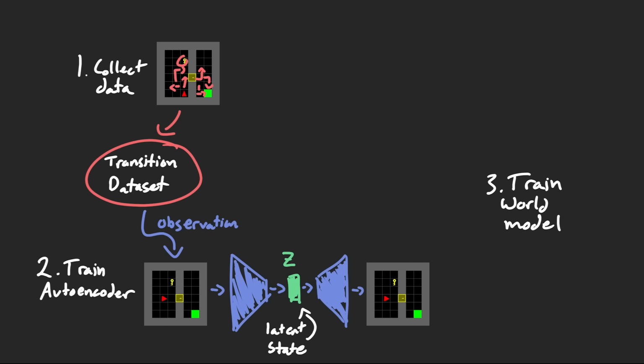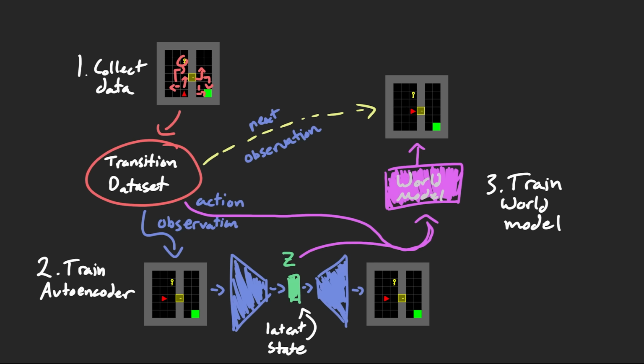Then three, taking a latent state and action as input, we can learn a world model that predicts the next latent state. This gives us what's called a one-step model, or a model that can predict one step into the future. But by simply reapplying the world model to our newly predicted state, we can predict arbitrarily far into the future.